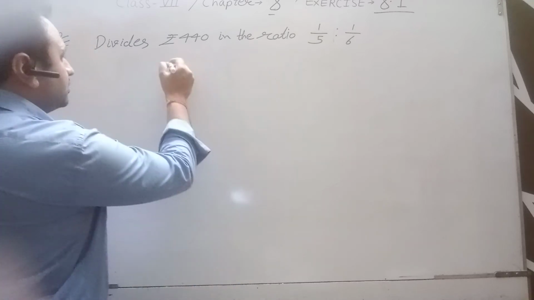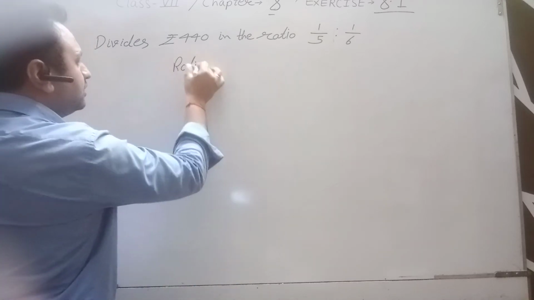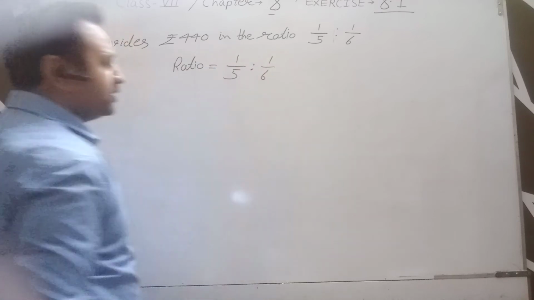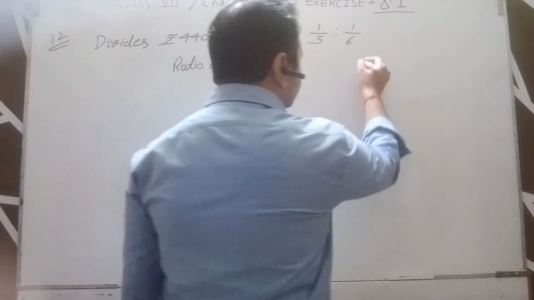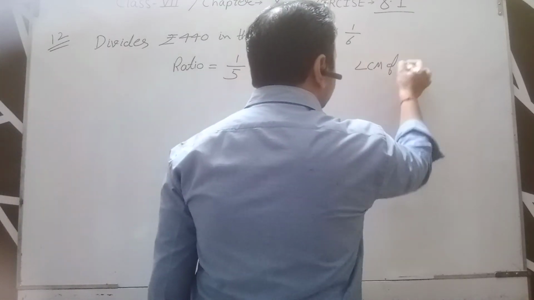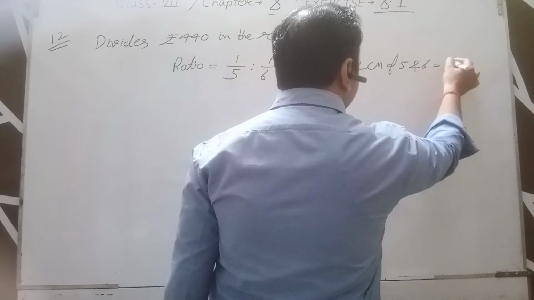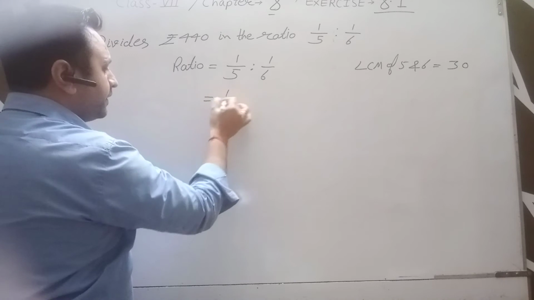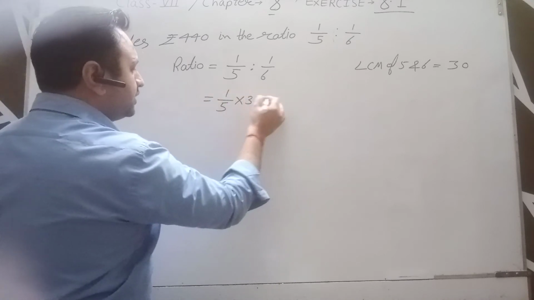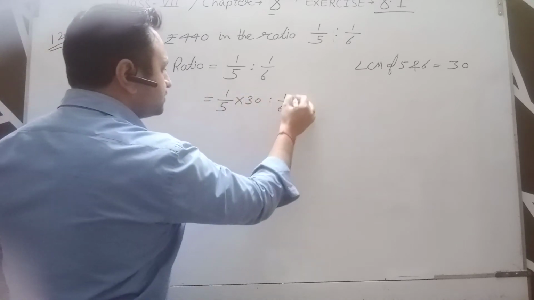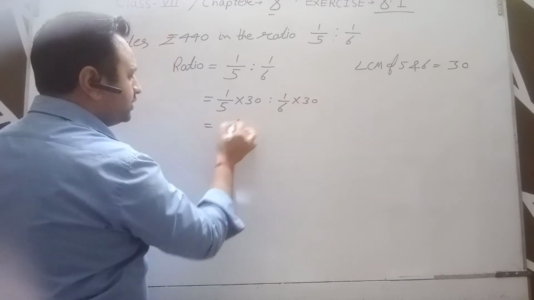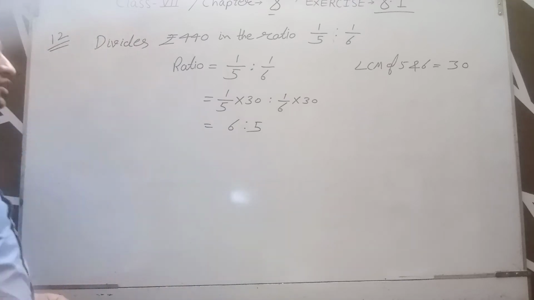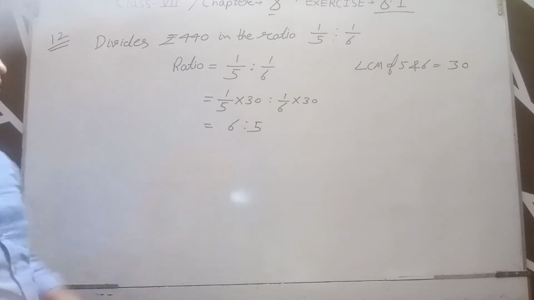तो रेशियो जो हमारे पास गिवन है it is 1/5 ratio 1/6. Firstly find out LCM of 5 and 6, which is 30. So multiply by 30. 1/5 multiply by 30 and 1/6 multiply by 30 gives 6:5. So we have to divide rupees 440 in the ratio 6:5 and it's very easy.